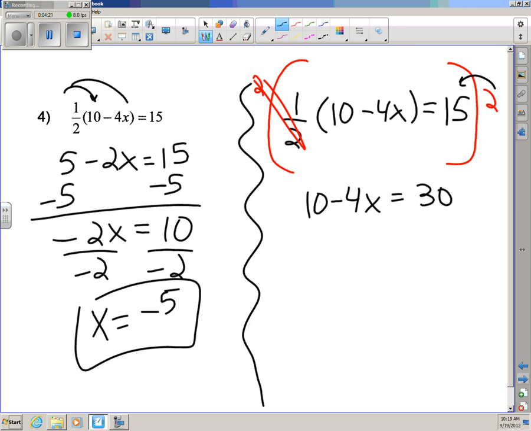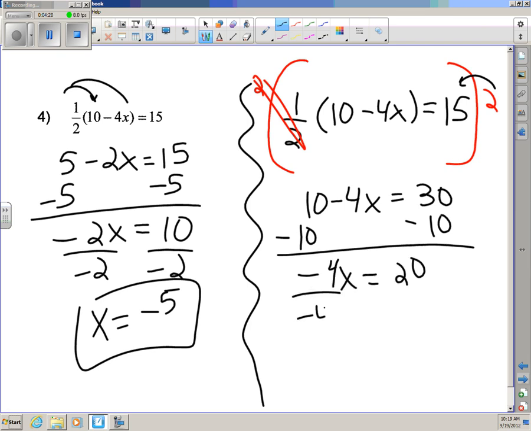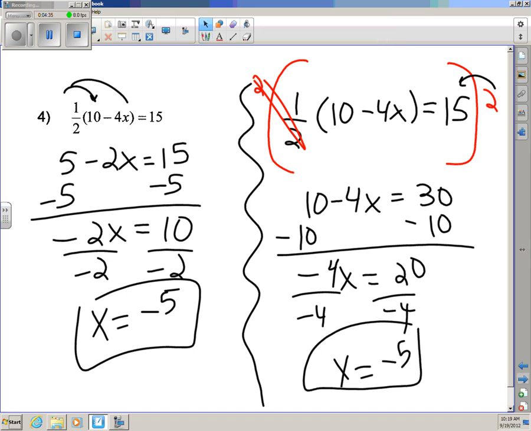So it looks different, but when you actually solve it, subtract 10 on both sides, and you get negative 4x equals 20, and you divide by negative 4. Your answer is the exact same. So again, you need to choose what's better for you.